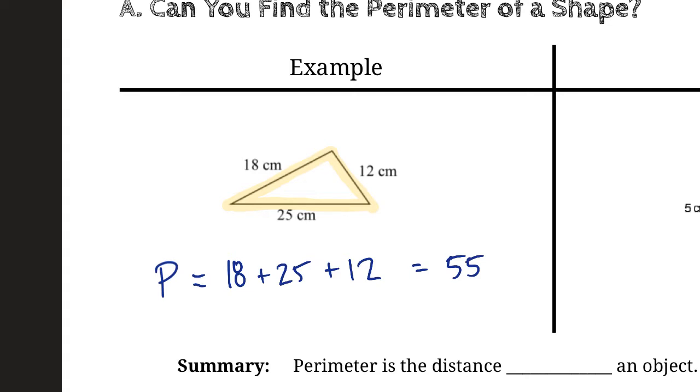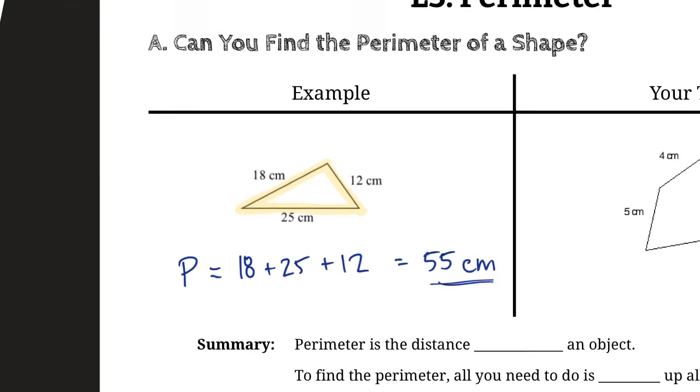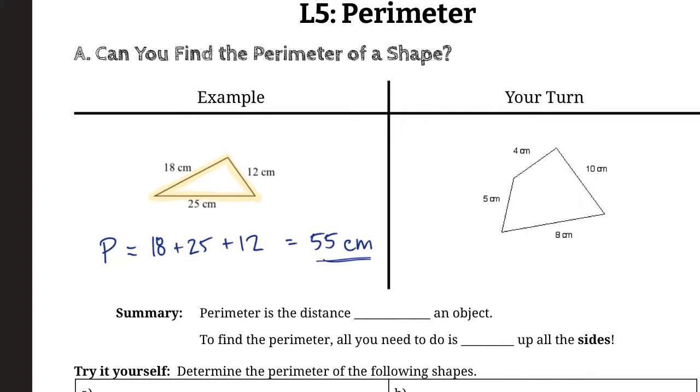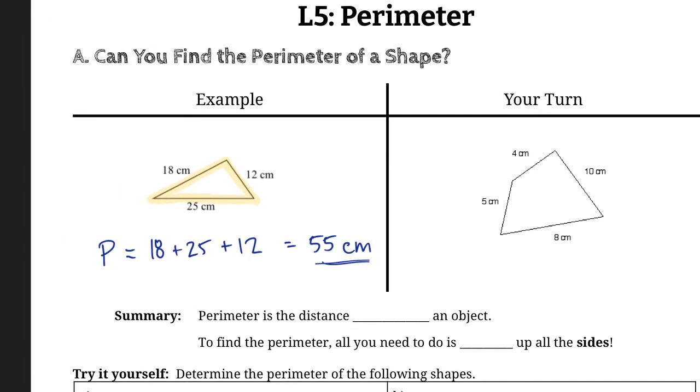And then the unit for that is centimeters, right? Because we just added up three lengths. So the total length is 55 centimeters. There's the answer. Not too bad, right? Now I want you to try finding the perimeter of the second shape. Pause the video here, try it yourself, unpause when you're done.